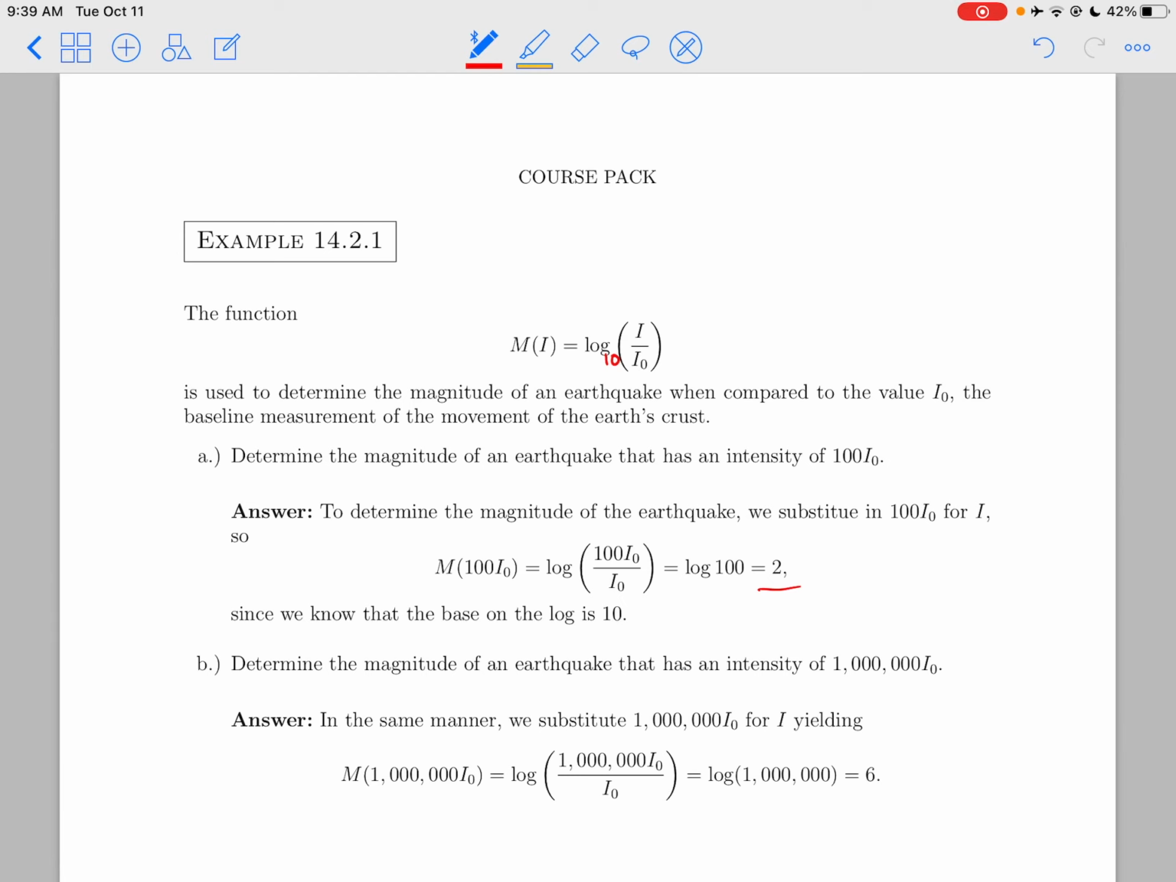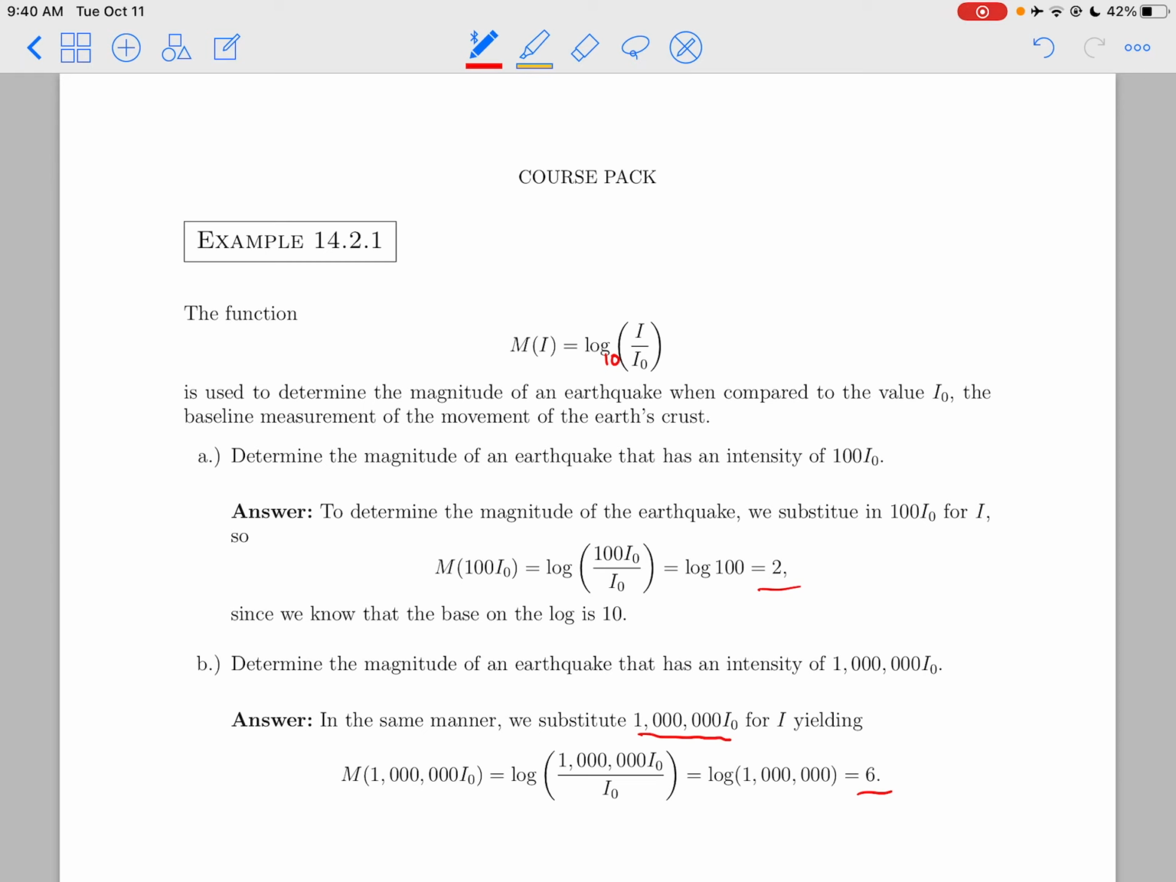This time I'm looking at the magnitude of an earthquake that has intensity of 1 million I0. So I substitute that into my equation. And now I've got log base 10 of 1 million. So it's asking what power do I raise 10 to get 1 million, which is 6. So in this case, the magnitude of my earthquake is 6, because I ended up with the intensity of this movement of the crust was 1 million times my standard level, which gives me a magnitude 6 earthquake.